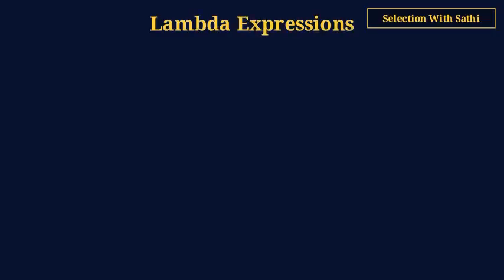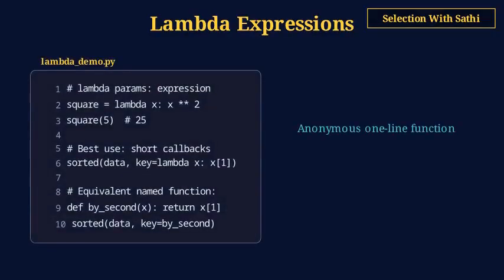Lambda creates an anonymous function in a single expression. Syntax: lambda parameters : expression. It's syntactic sugar, lambda x: x plus 1 is the same as a one-line def. Lambdas are best for short callbacks, like sorted key equals lambda x: x[1]. But avoid complex lambdas. If it needs multiple lines, write a proper named function.